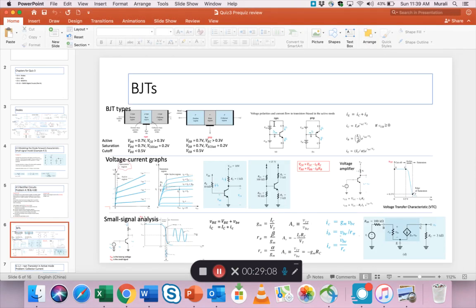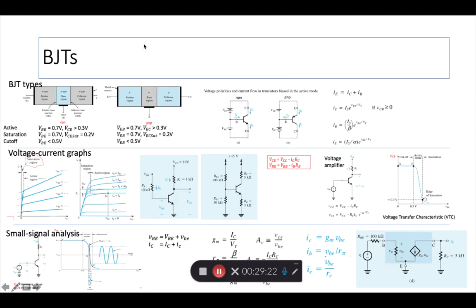All right, let's move ahead. As always, we are running short on time, but we will also do BJTs in this recording, and then I'll move to the next one. So let me see if I can expand this to full size so we can read what I wrote.